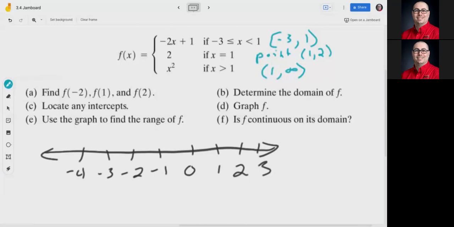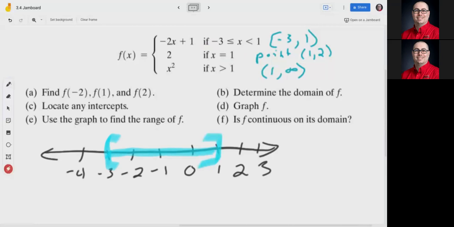And so if we look at that first grouping, it's from -3 to 1, including the -3. So we're going to put a bracket on the -3, and it's going to go to 1. I'm going to put a parenthesis on the 1 for the time being. Then we're going to include 1 in it, right? Because it's defined when x is equal to 1. So I'm going to get rid of that parenthesis and put a bracket.